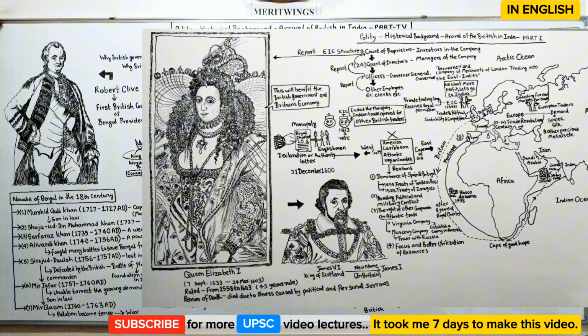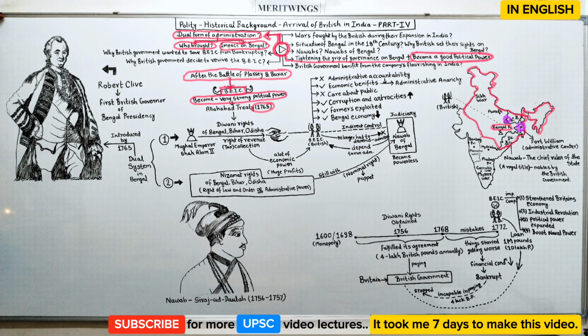Now let's talk about how the British East India Company became a political power after the Battle of Plassey and Buxar, and what is the dual form of administration, who introduced it, and what was its impact on Bengal at that time. After the Battle of Plassey and Buxar, the British East India Company became a very strong political power, friends.